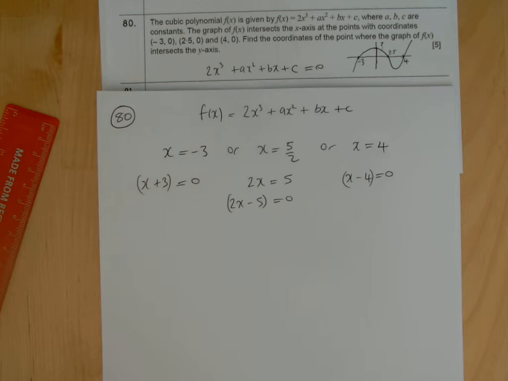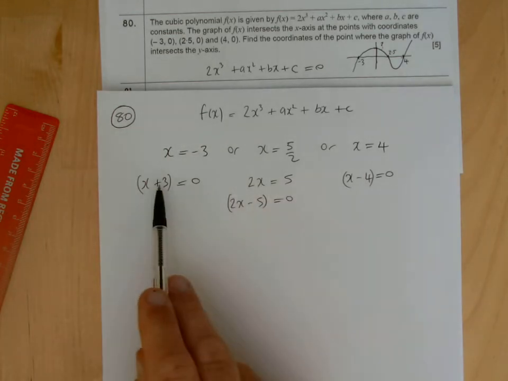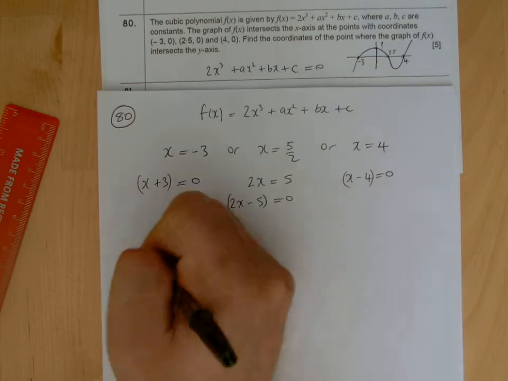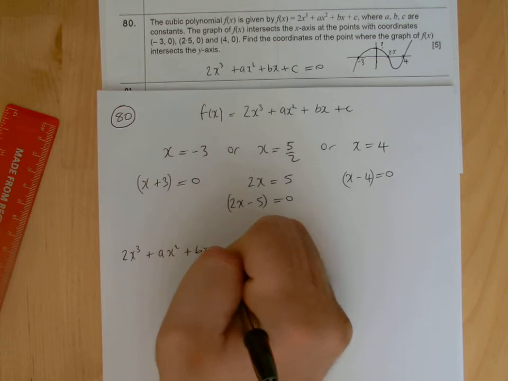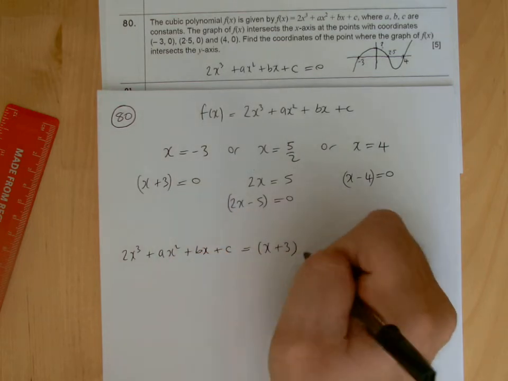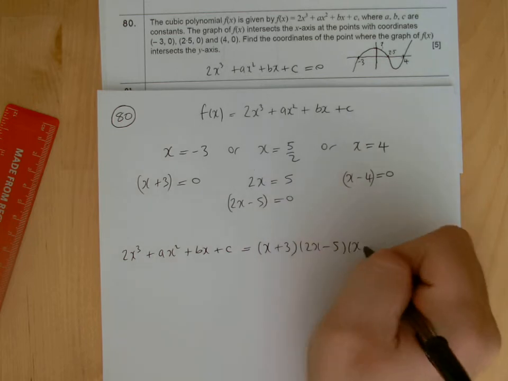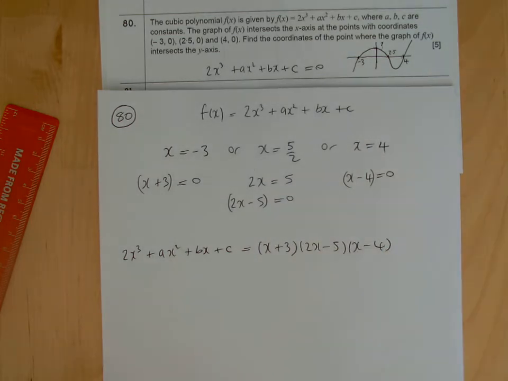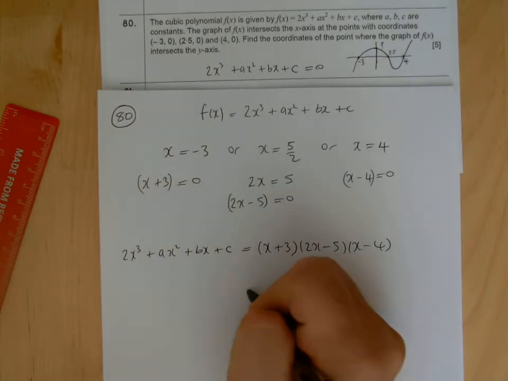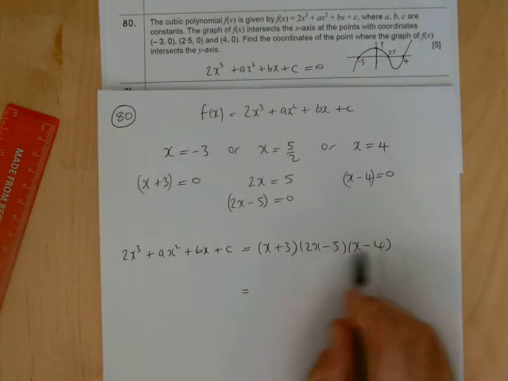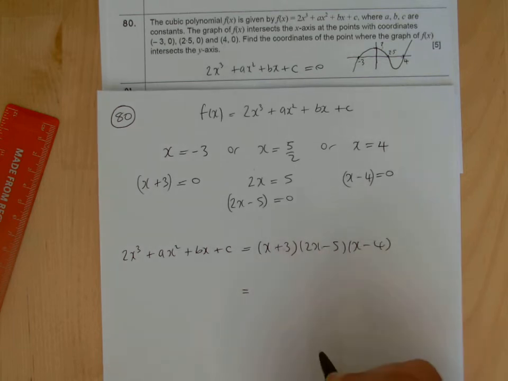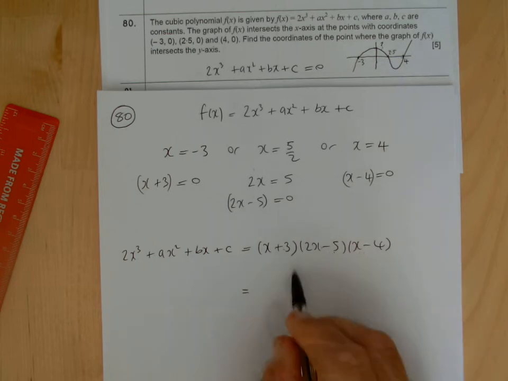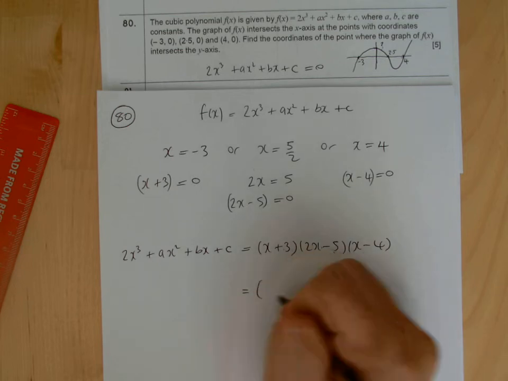So in other words, all of this is simply equal to these 3 factors multiplied together, yeah? So we can say 2x cubed plus ax squared plus bx plus c is equal to x plus 3, 2x minus 5, x minus 4. They're 3 factors multiplied together, so I'm multiplying these out. Now, it doesn't matter what order you go in. You could multiply these 2 first, and then multiply it by the x minus 4, or you could multiply these 2, and then multiply it all by x plus 3. It really is your choice. Perhaps we'll go for the first 2 brackets here.